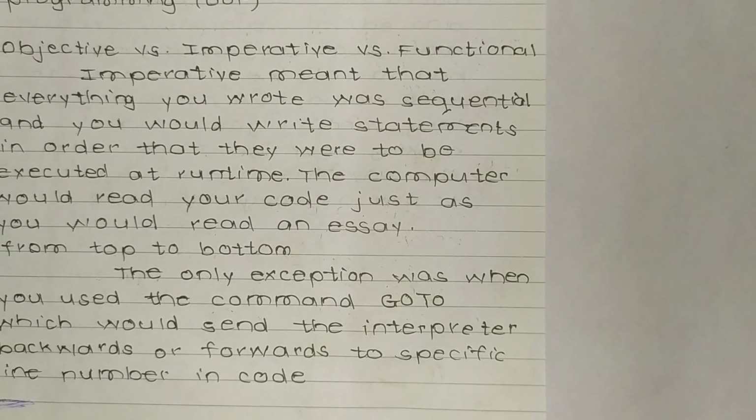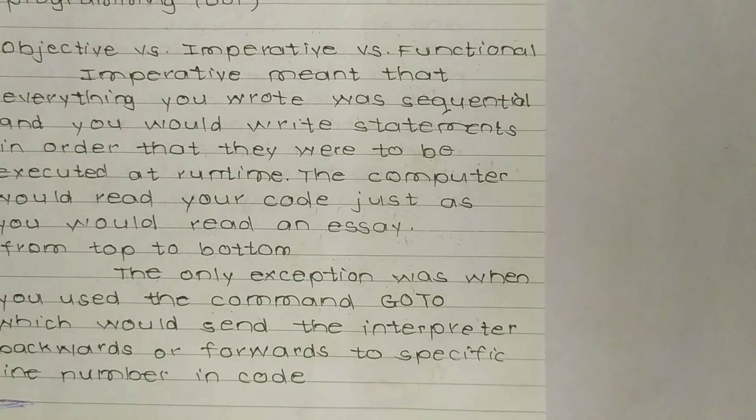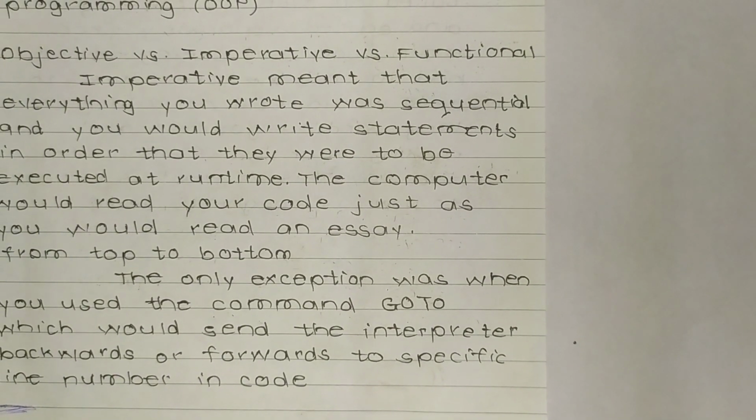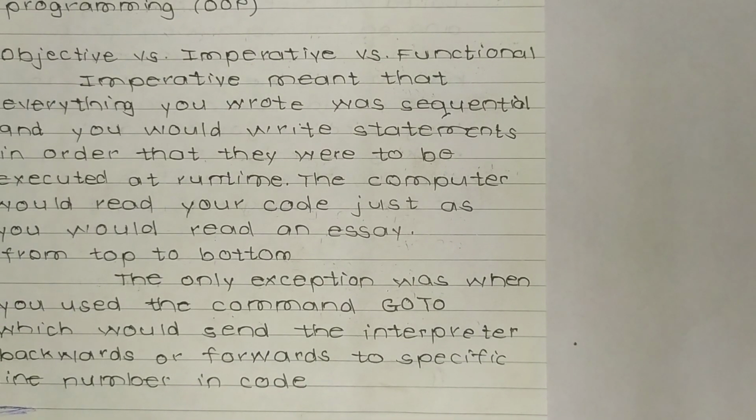So imperative programming means the computer will read this code sequentially except for a go to statement. Like reading an essay. The only exception was when you used the command go to, which would send the interpreter backwards or forwards to a specified line number in code. So this go to statement will redirect us to a specific line in code for doing that task again and again.